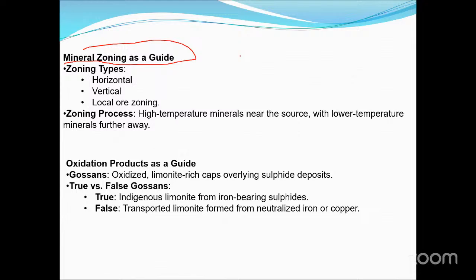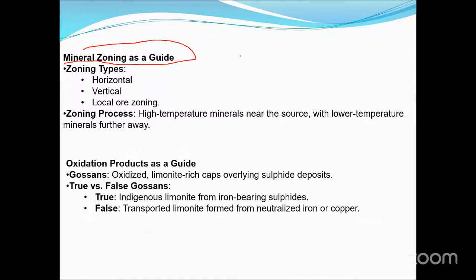And true versus false gossans. So here we have divided them into two types again: one is true and the second one is false gossans. Endogenous limonite from iron-bearing sulfides. These are the true gossans.